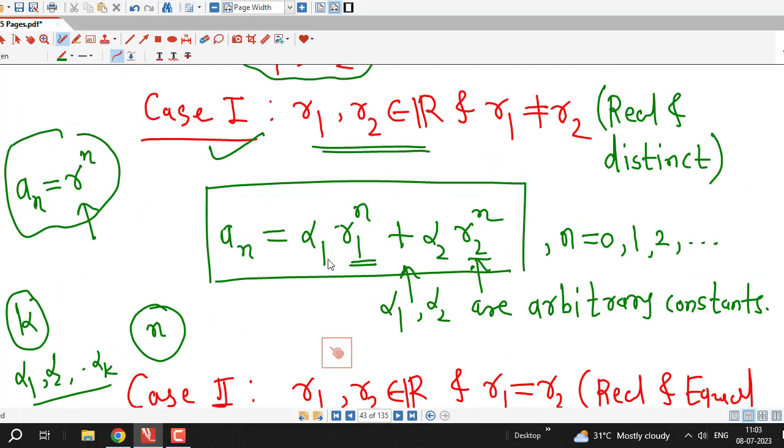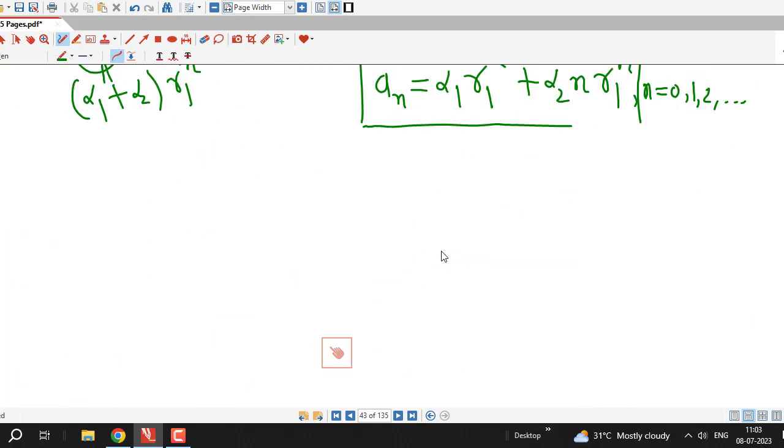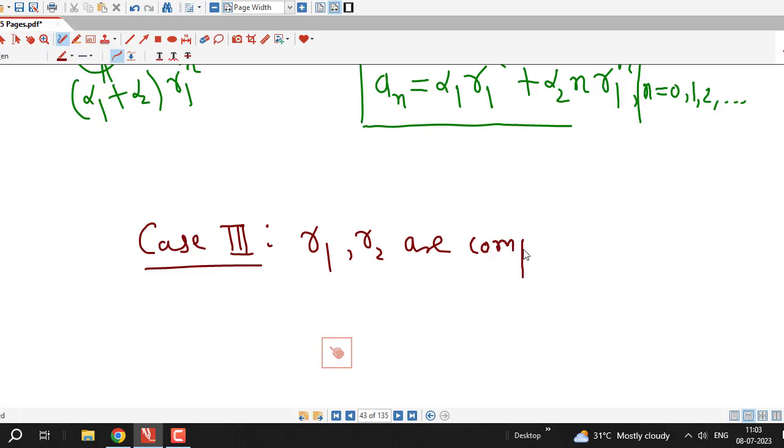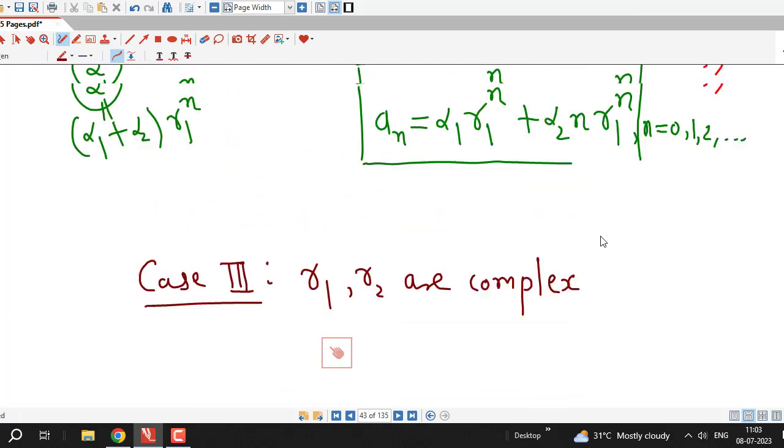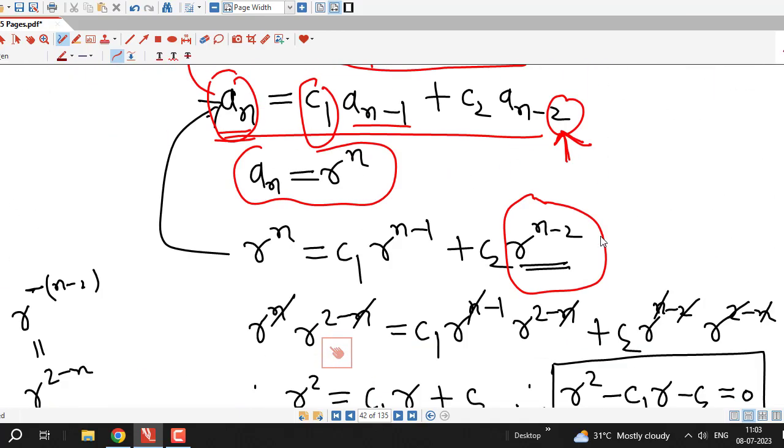And if we have real and distinct roots, we will write an equal to alpha 1 times r1 raised to n plus alpha 2 times r2 raised to n. And we are not considering the third case. Third case is r1 and r2 are complex numbers, but that is not in our course. So we are not going for complex roots. That is, we will consider only two possibilities, that r1 and r2 are real and different, or real and equal. So remember, this is very easy to understand.